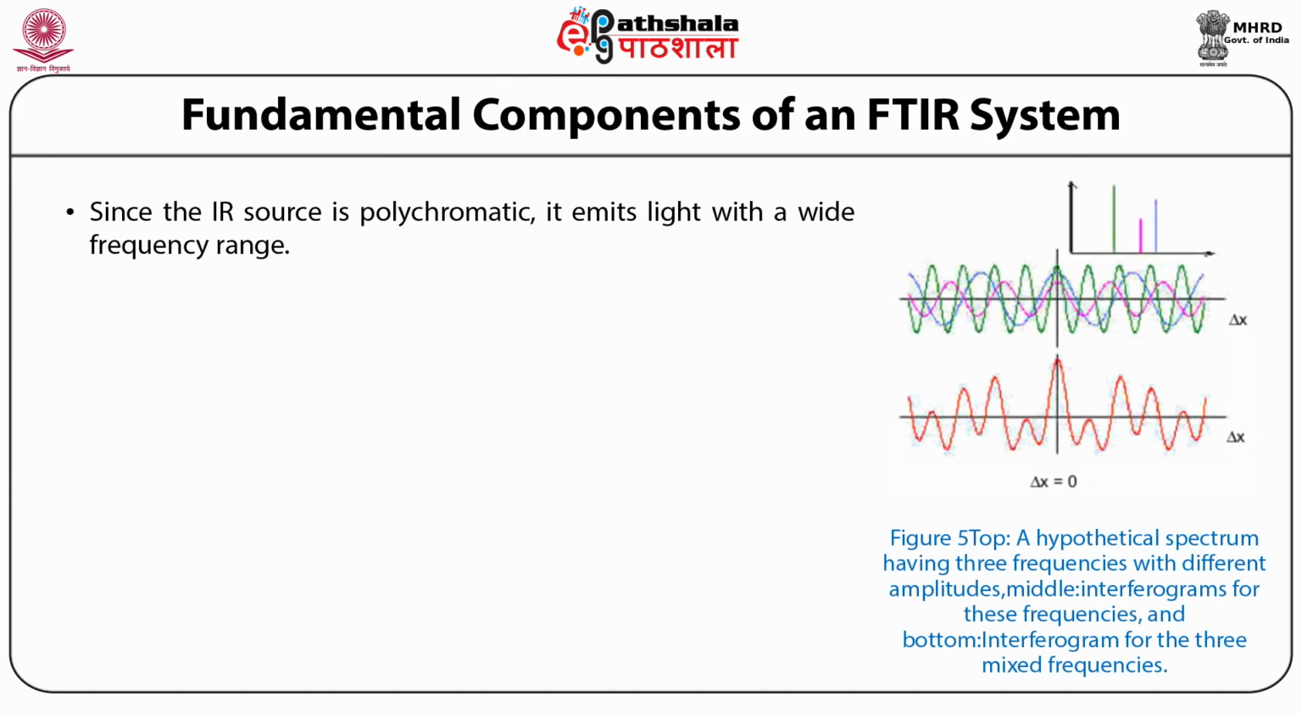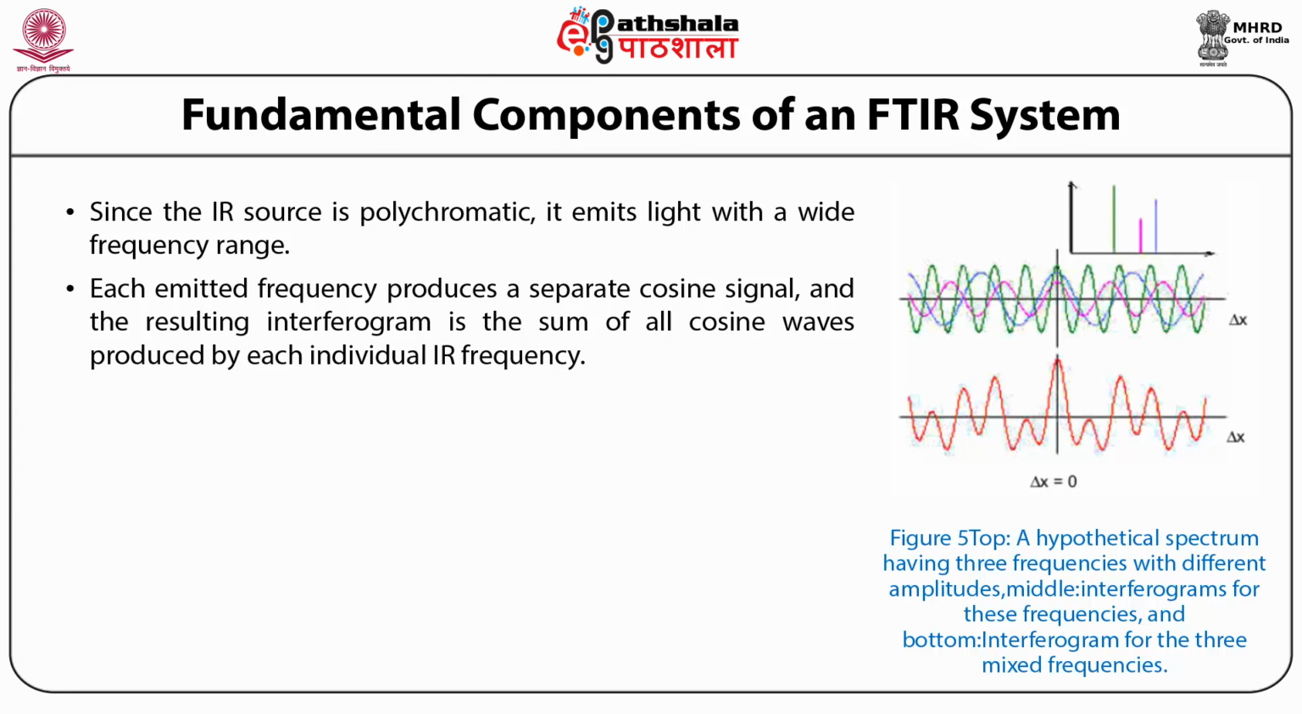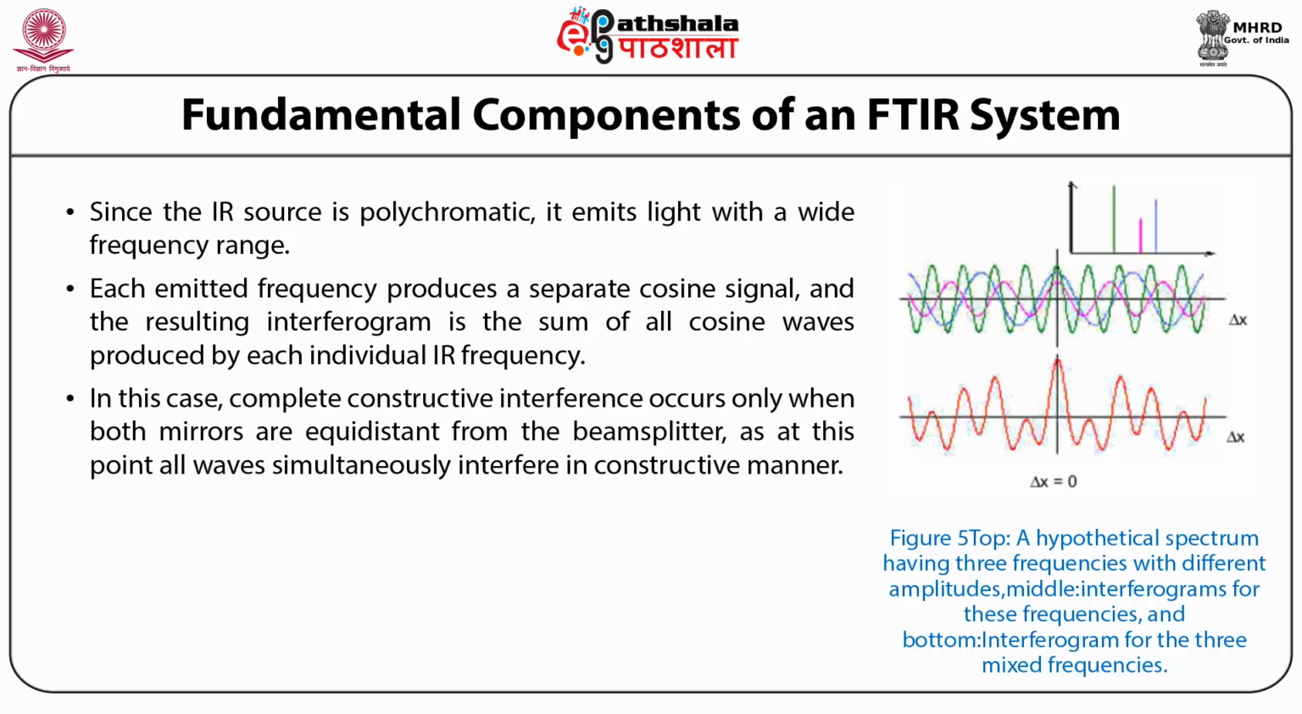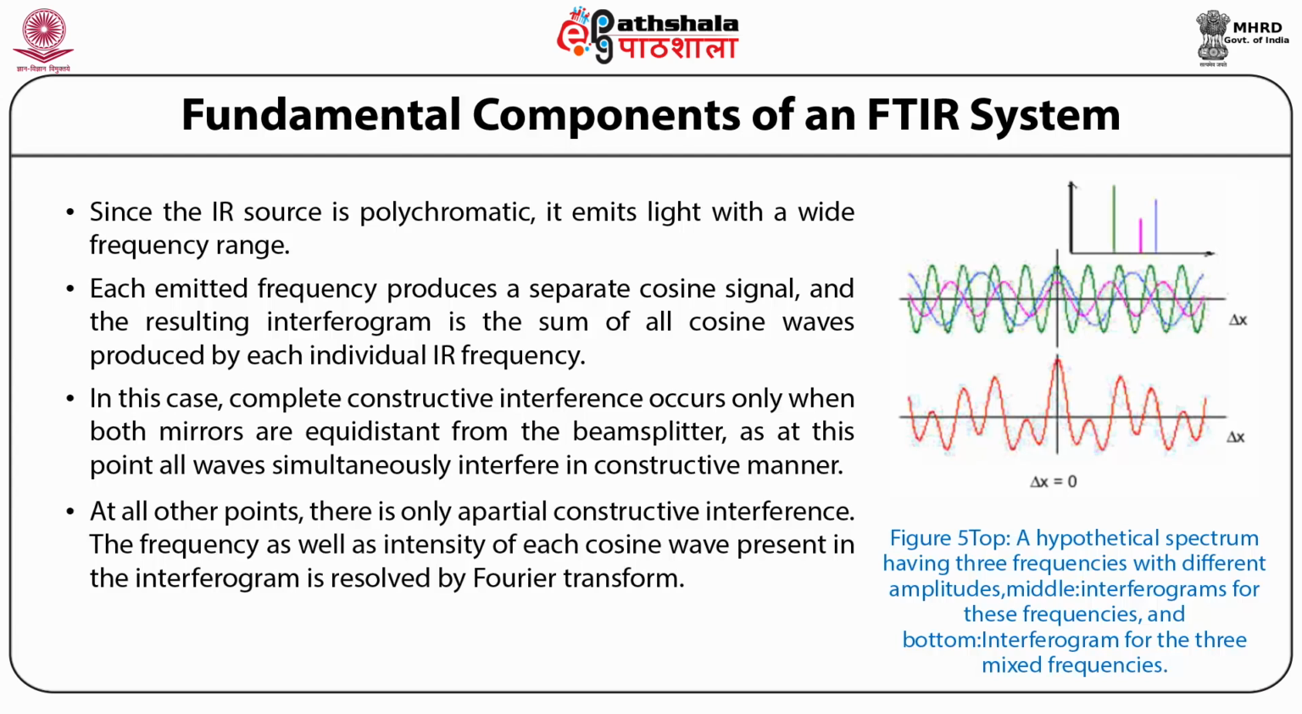Since the IR source is polychromatic, it emits light with a wide frequency range. Each emitted frequency produces a separate cosine signal, and the resulting interferogram is the sum of all cosine waves produced by each individual IR frequency. In this case, complete constructive interference occurs only when both mirrors are equidistant from the beam splitter, as at this point all waves simultaneously interfere constructively. At all other points, there is only partial constructive interference.